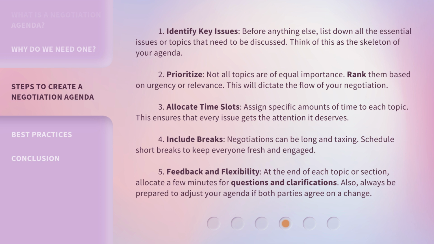3. Allocate time slots. Assign specific amounts of time to each topic. This ensures that every issue gets the attention it deserves. 4. Include breaks. Negotiations can be long and taxing. Schedule short breaks to keep everyone fresh and engaged. 5. Feedback and flexibility. At the end of each topic or section, allocate a few minutes for questions and clarifications. Also, always be prepared to adjust your agenda if both parties agree on a change.